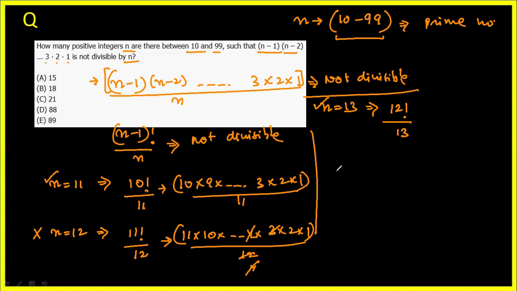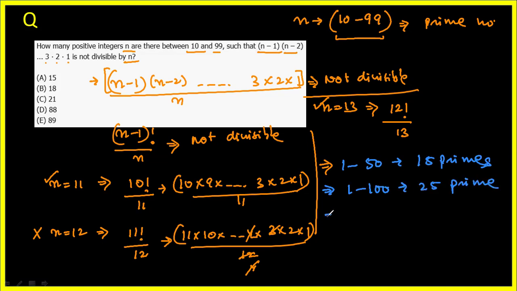Now, how to find out? Just remember that from 1 to 50, there are 15 prime numbers. From 1 to 100, there are 25 prime numbers. And from 1 to 10, how many prime numbers? There are 4 prime numbers. What are those? 2, 3, 5, 7. So these are the 4 prime numbers.